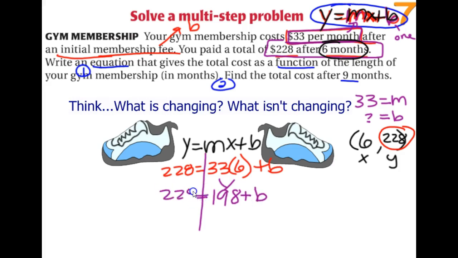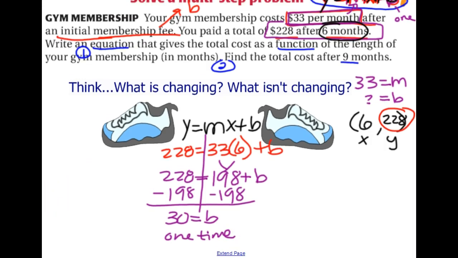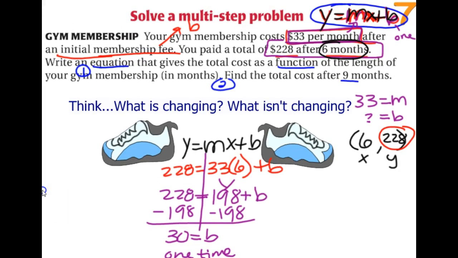And then 228 on the other side. So to get B by itself, I'm just going to subtract 198. So 228 minus 198 is 30. So what did we just find? B is our one-time fee for the year or whatever. One-time fee you have to pay to be a part of the gym, which is $30. So our equation, y equals mx plus b, m is 33x plus b right here, which is 30.